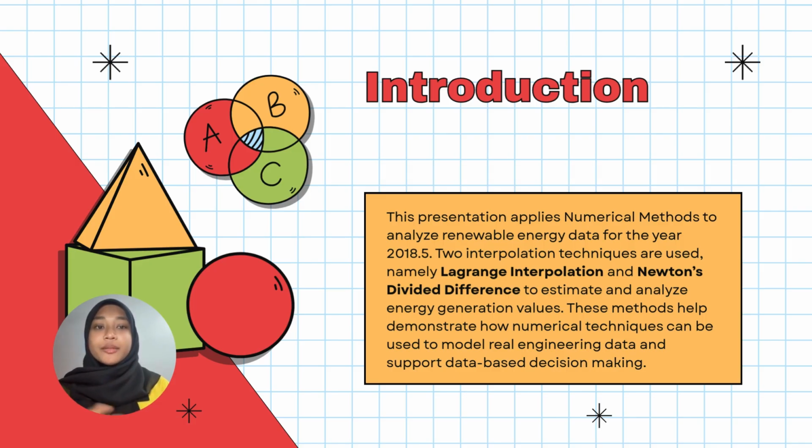First, introduction. This presentation applies numerical methods to analyze renewable energy data for the year 2018. Two interpolation techniques are used, namely Lagrange interpolation and Newton divided difference, to estimate and analyze energy generation values. This method helps demonstrate how numerical techniques can be used to model real engineering data and support decision making.